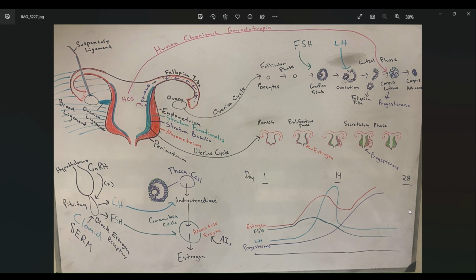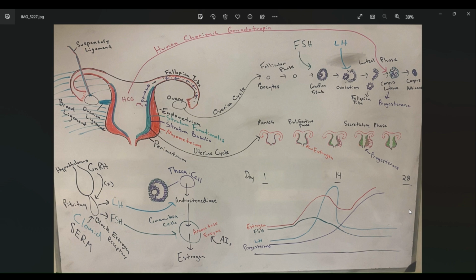This is a basic review of the female reproductive system, or at least the basics. In the left upper side of the screen, we can see the uterus. The uterus has three layers. The perimetrium is the outer connective tissue layer. The thick muscular layer is the myometrium. And then the endometrium, the inner layer, is actually made of two sublayers, the stratum functionalis and the stratum basalis.